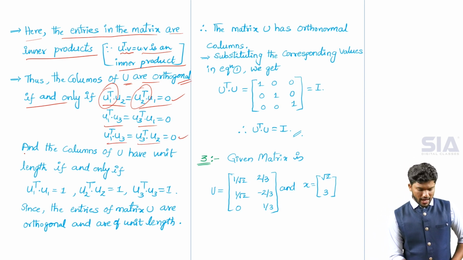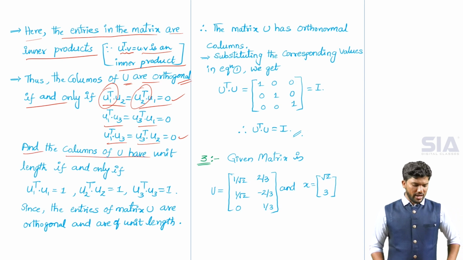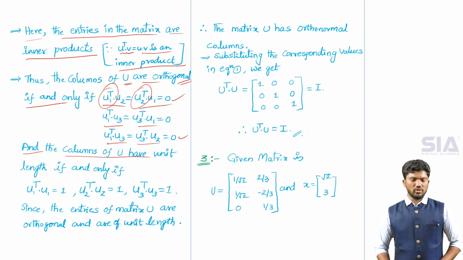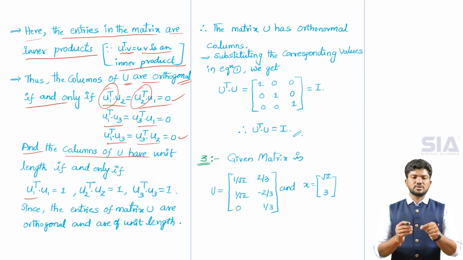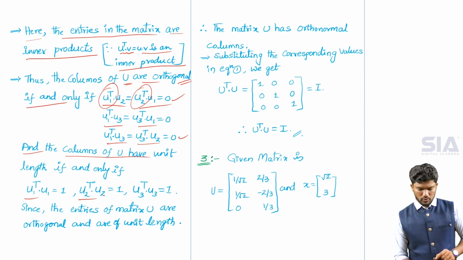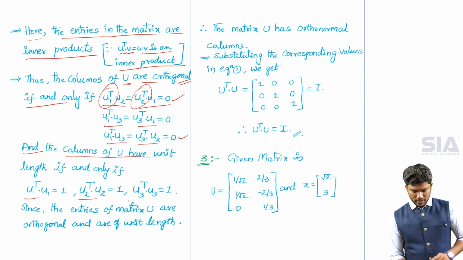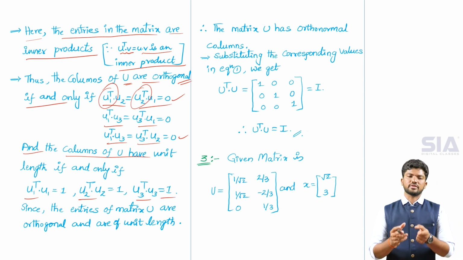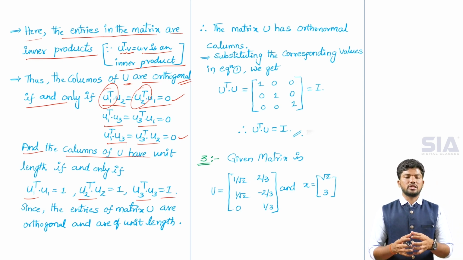So therefore, the columns of capital U have unit length if and only if U1 transpose into U1 is equal to 1, and U2 transpose into U2 equal to 1, and U3 transpose into U3 equal to 1. The columns of capital U have unit length.